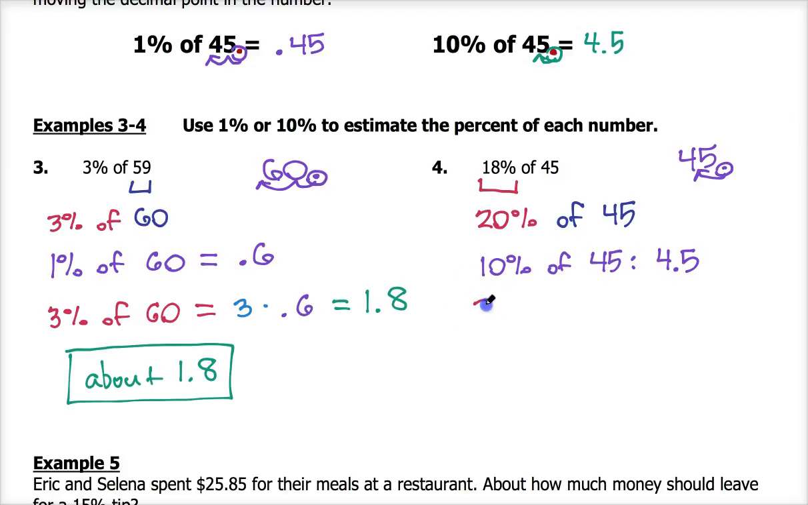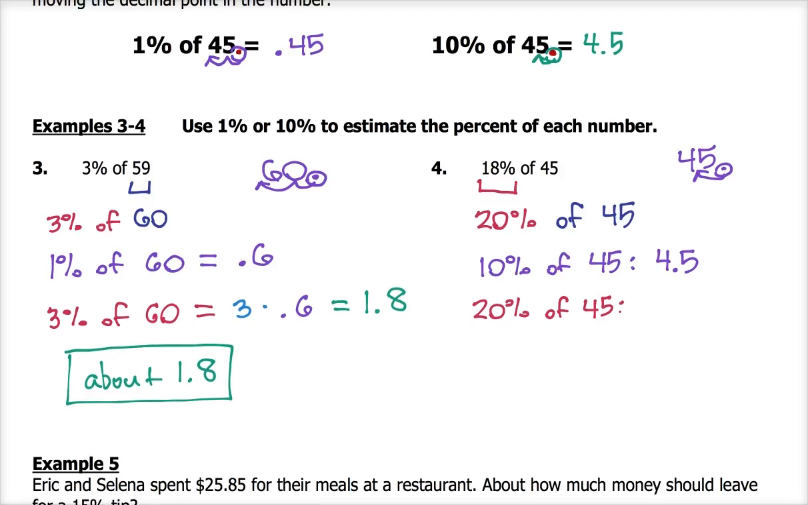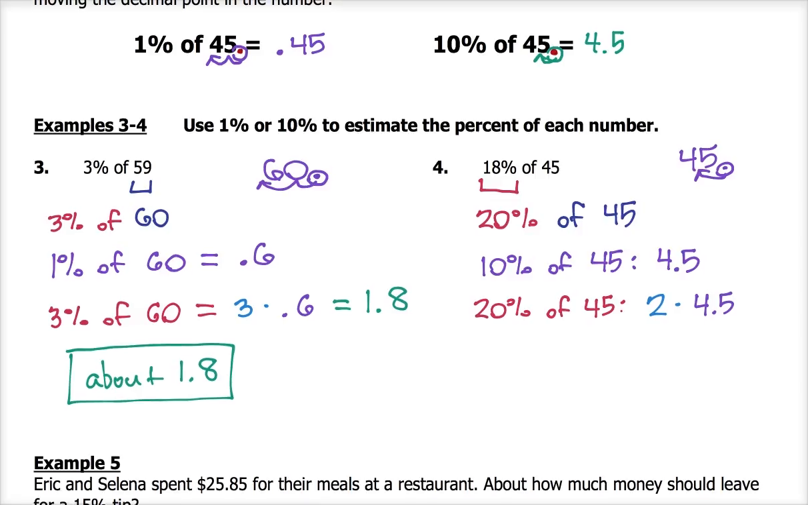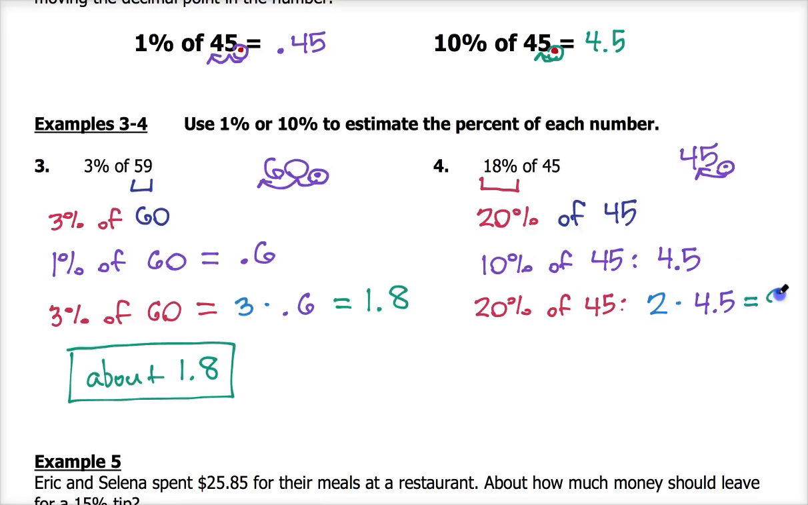So that means that 20% of 45 I would find by taking 2 times 4.5. Okay, 20% is 10% doubled, so 2 times 4.5, and that would give me 9.0, or just 9. So that means that 18% of 45 is approximately 9.